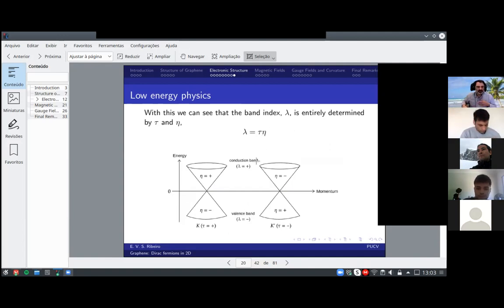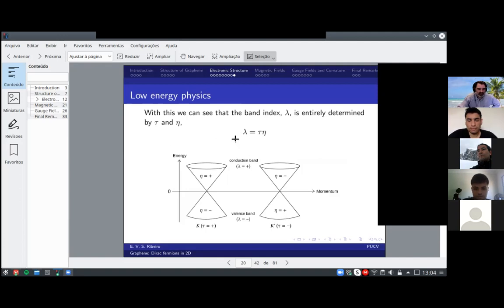So, for example, if I am in the conduction band, this needs to be +1. Let's suppose that I am in the K valley. So we know that tau is +1 also. Consequently, eta needs to be +1 in order for this to be +1. The situation changes if we go to the K prime valley. In that case, tau will be -1, and consequently, the chirality needs to be -1 also, so that lambda is +1.